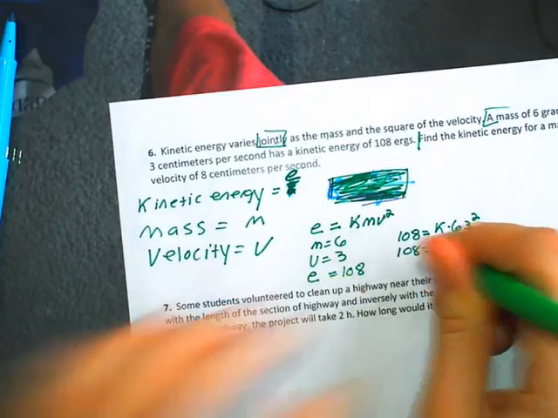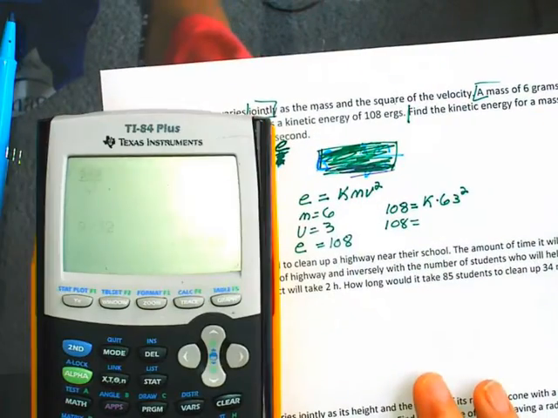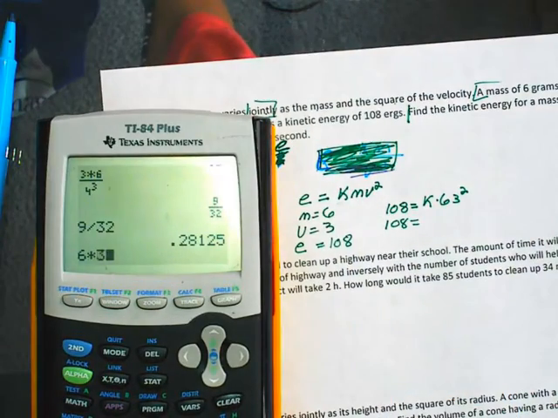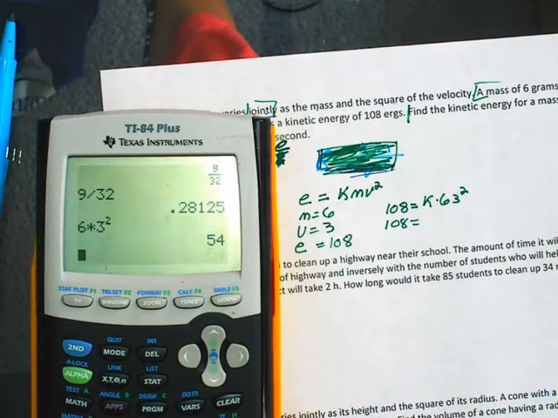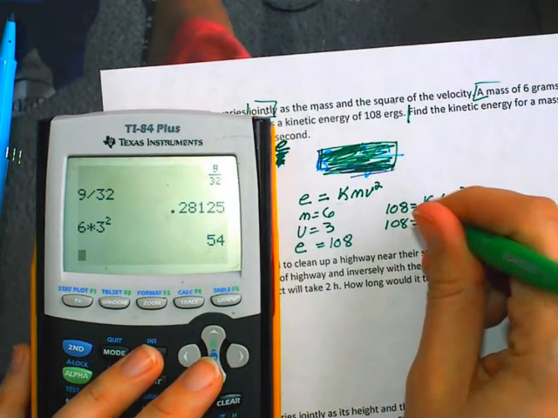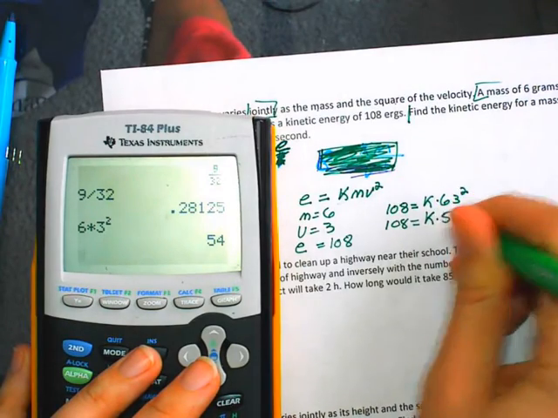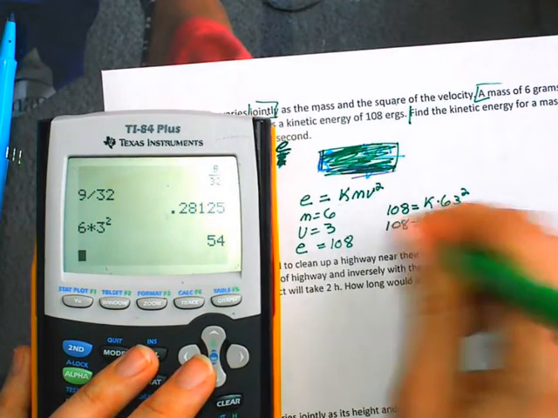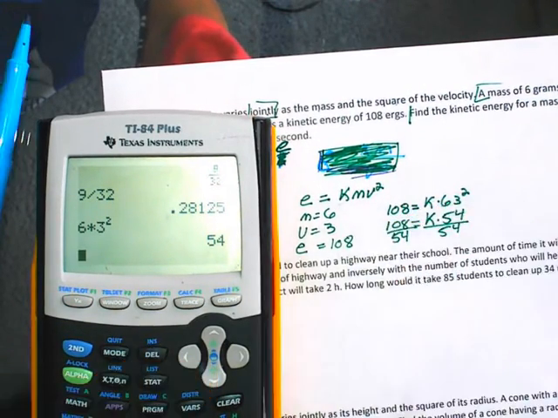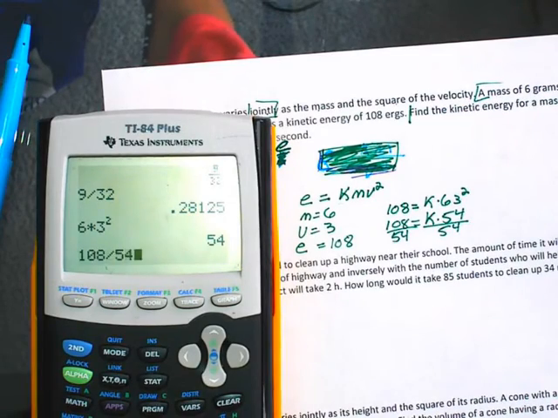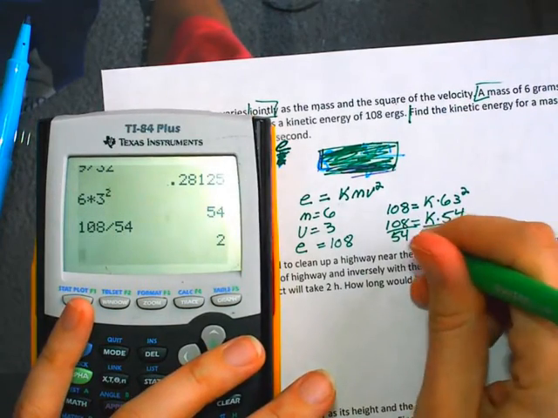108 equals K times 6 times 3 squared, so 54. So K times 54. We're going to divide both sides by 54 because I want to know what K is. So 108 divided by 54, K is equal to 2.